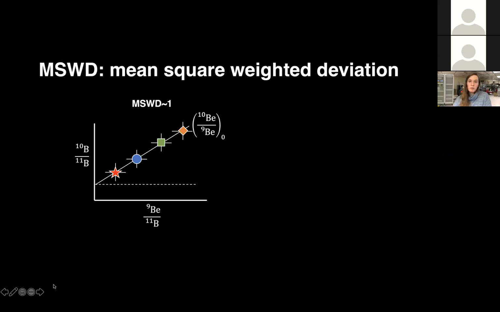Just before I get more into statistics, I wanted to explain what MSWD is. That's mean square weighted deviation. Some people call it reduced chi-squared. Showing the same plot here, just a cartoon version of boron isotope ratio versus 10 beryllium over 11 boron, if the MSWD is about 1, all of the data points will lie very nicely along the regression line, the slope 10-beryllium to 9-beryllium line.